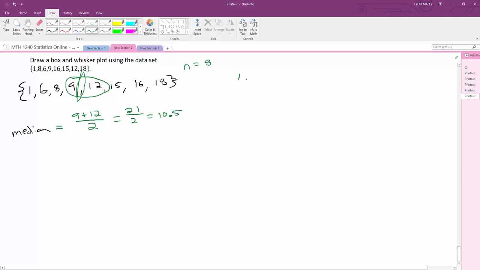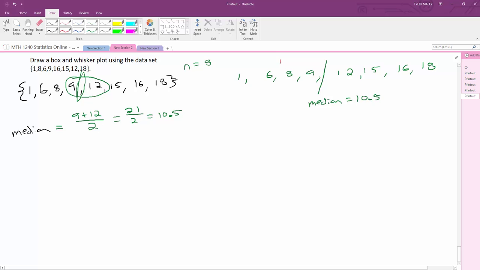So I have 1, 6, 8, 9, 12, 15, 16, 18, and so far what I found is my median here, which is 10.5, right? So next I want to find Q1 and Q3.